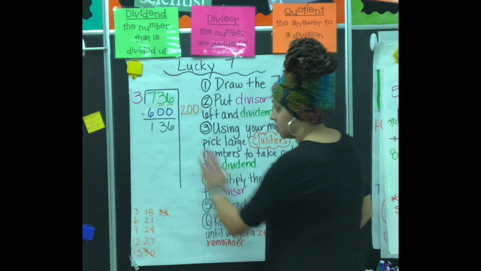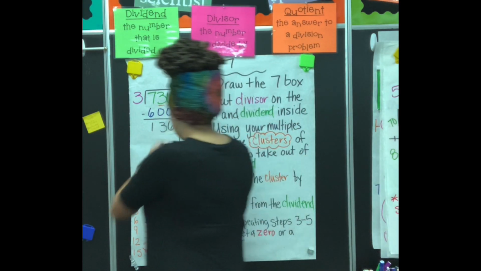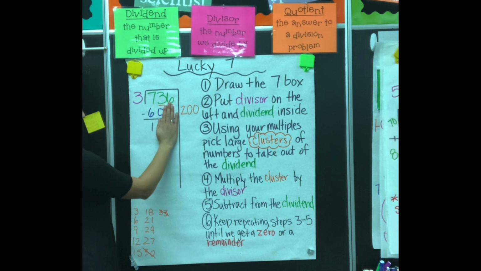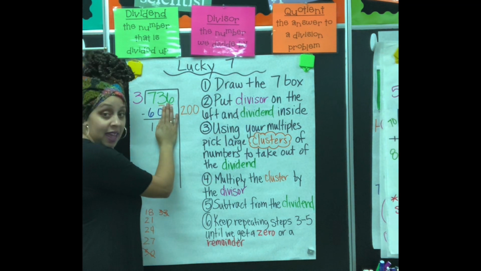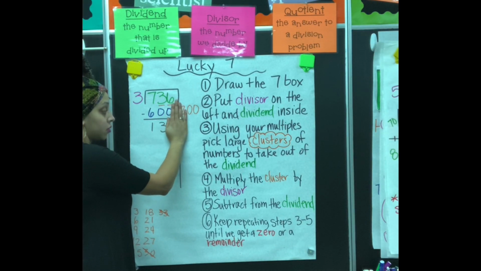So we do this. We cover this up and we think, how many times can 3 go into 1? It can't, right? So we move over one place. We just only move over one place. So now we have 13. And we have to think, how many times can 3 go into 13?